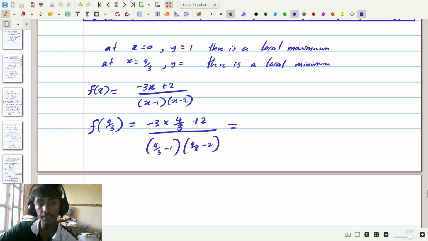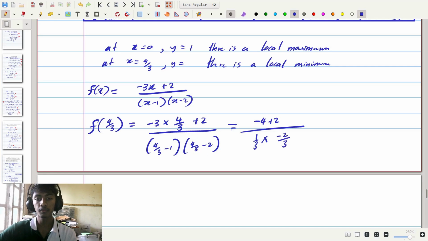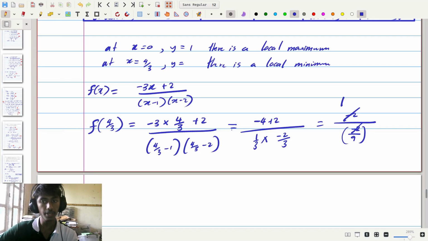Now simplifying the numerator, we can see cutting this 3 and this 3, we get negative 4 plus 2 on top. On the bottom we can see we have 4 over 3 minus 1, which is 4 over 3 minus 3 over 3, which is going to be 1 over 3 times, and here we get 4 over 3 minus 2, which is 4 over 3 minus 6 over 3, which is going to be negative 2 over 3. Now simplifying, on the numerator we get negative 4 plus 2, which is negative 2, divided by, and on the bottom we get, if we multiply these two fractions, negative 2 over 9. Now cancelling out this negative 2 and this negative 2, we can see we are left with 1 over 9.